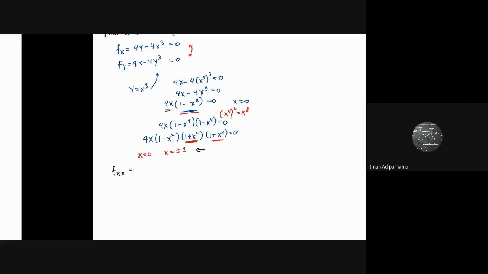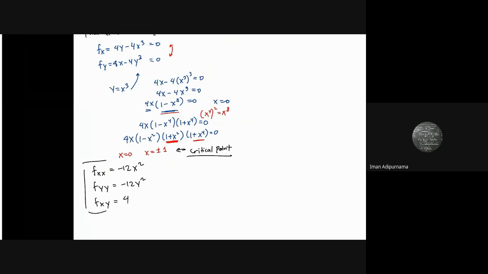So this is the critical point. If you want to write clearly, this is the critical point, right? The partial xx is negative 12x squared. Partial yy is negative 12y squared, and then partial xy is 4. Okay, so we have this, and we have the point.